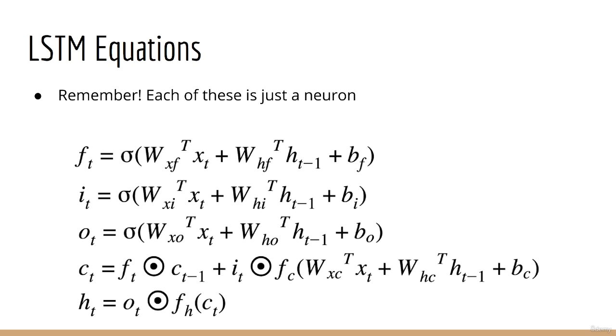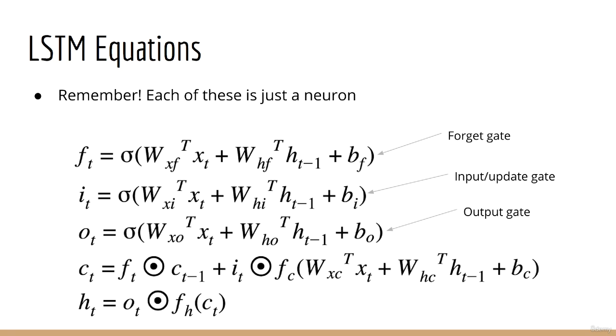First, we see that there are more of these gates. Specifically, we have f of t, the forget gate vector. Next, we have i of t, the input gate vector, also known as the update gate vector, analogously to the GRU. And next, we have o of t, the output gate vector. So hopefully this is easy to remember because the word forget starts with F, the word input starts with I, and the word output starts with O.